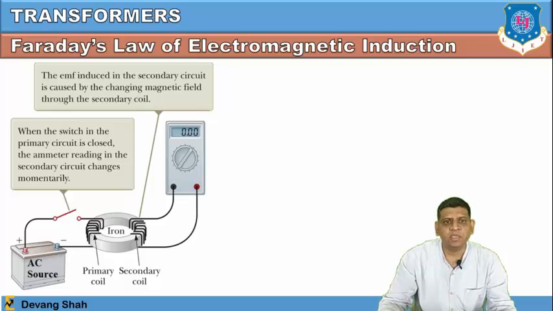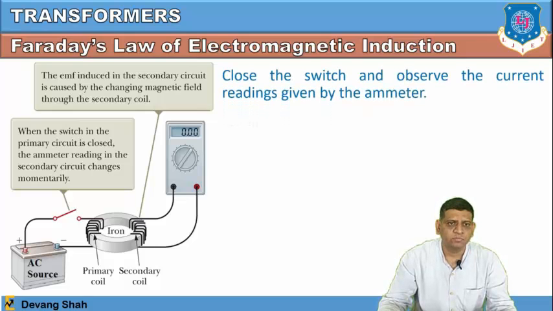Once the AC source is applied by closing the switch, you can see the AC signal is applied to this primary winding. There is a production of magnetic flux in this iron core that will be cut by the secondary winding. You can realize a rate of change of magnetic flux with respect to time, where the EMF will be induced in the secondary winding. See here, the EMF induced in the secondary circuit is caused by the changing magnetic field through the secondary coil. That is the main statement of Faraday's law of electromagnetic induction, and that always happens when the switch in the primary circuit is closed.